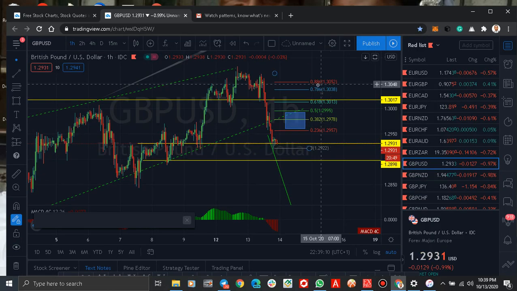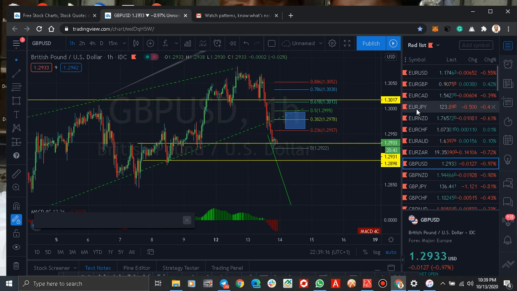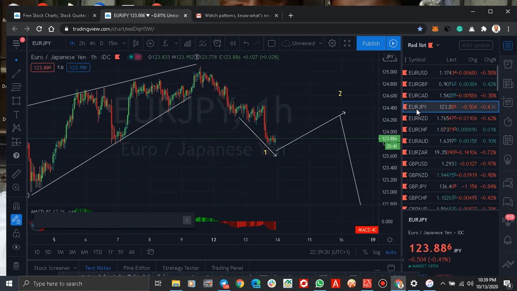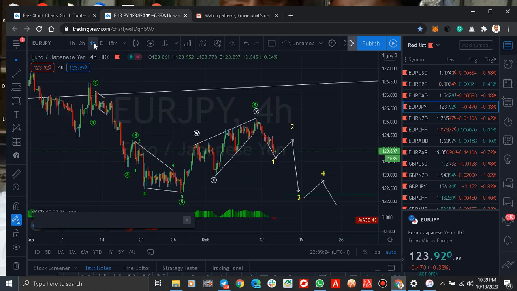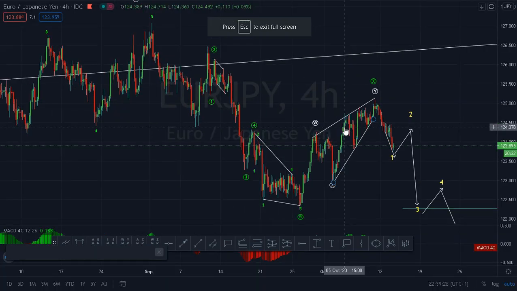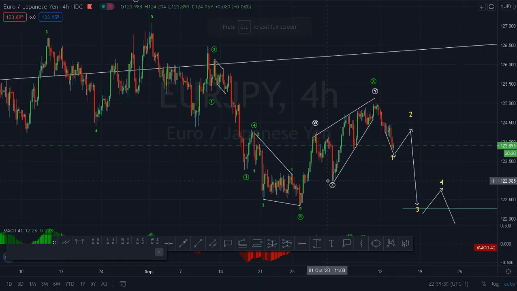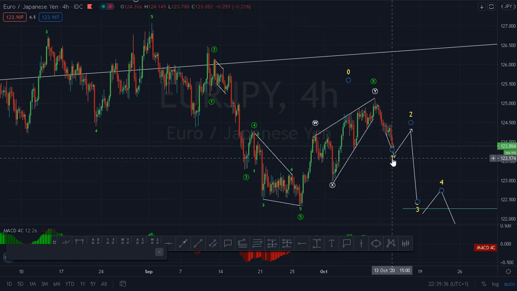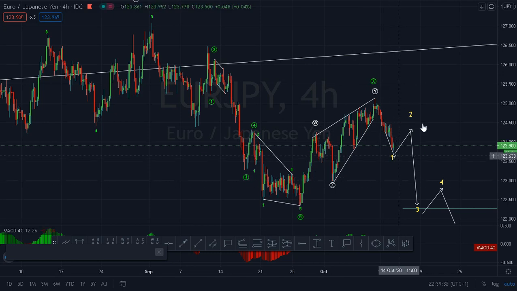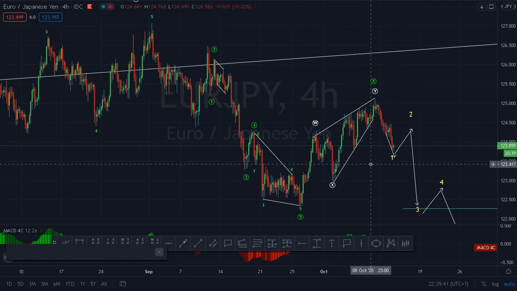Okay, what other pair did we analyze yesterday? I think GBP JPY. Okay, let me go to Euro JPY first. Euro JPY. Let me go to 4 hours. All the markets we analyzed yesterday are going as we analyzed. You see, I drew this line yesterday, and the price almost hit it, so we might have a correction. So there's not much to say about this.